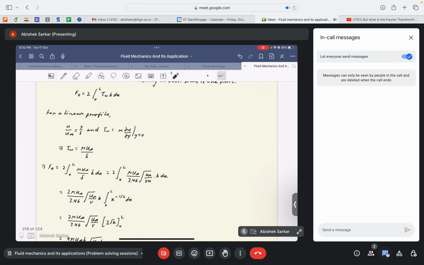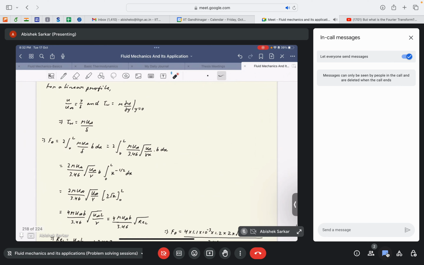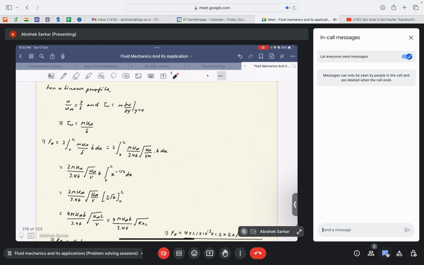Since now we know the value of tau wall, just substitute this expression of tau wall in the drag force. If you substitute it, we get Fd is given by... just do the calculation. I won't go through the entire expression. So we get that Fd is equal to 4 mu infinity b by 3.46 into the square root of the Reynolds number at the trailing edge.